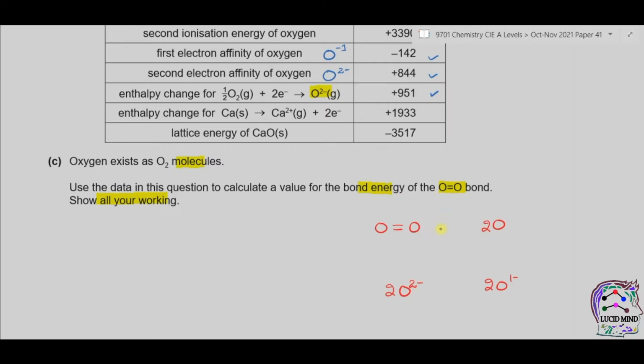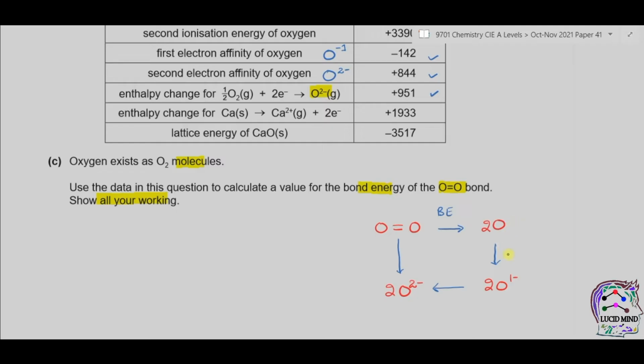Let's put the arrows. This is the bond energy, as it is the energy required to break this bond into atoms. This is the first electron affinity, as the oxygen atom is converted into an O- ion. This is the second electron affinity, and this is the enthalpy change for oxygen molecule to O2- ion.